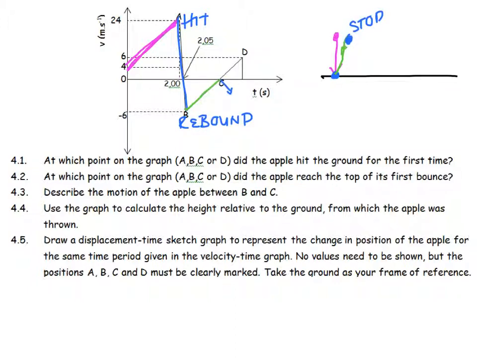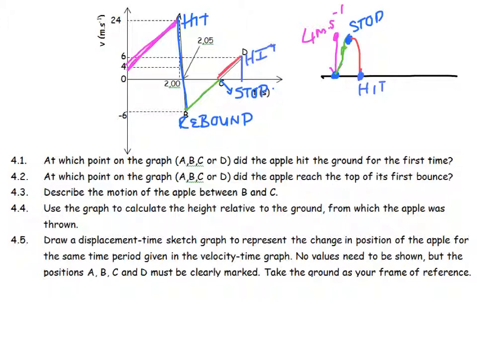C is where it stops, and then it continues in the opposite direction from C to D and comes back down to the ground, and then it hits the ground. So at D, it hits the ground again. Okay. So that's pretty much the picture of what's going to happen. I gave it a velocity to start with, which is 4 meters per second. Or not I, but the person.